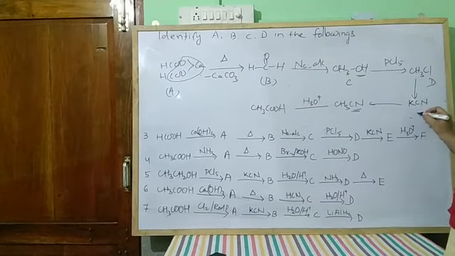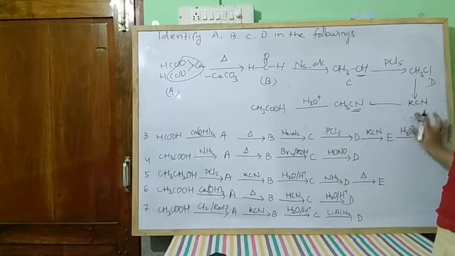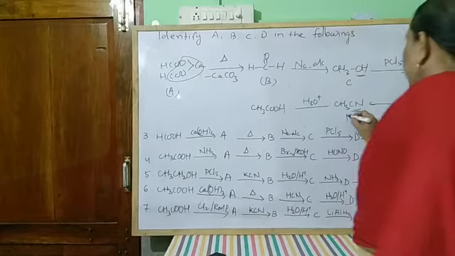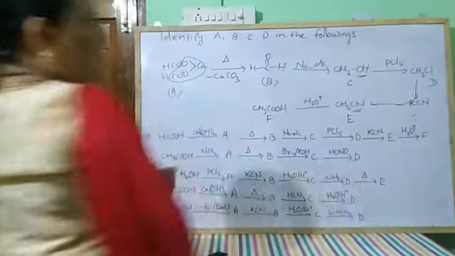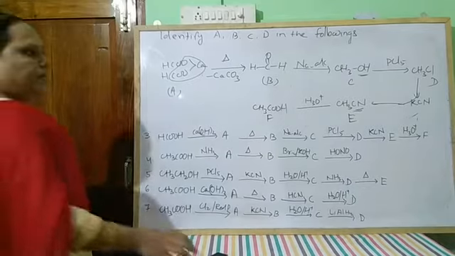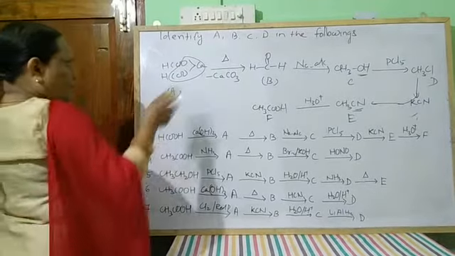and when treated with KCN, E is methyl cyanide and F is acetic acid. Okay. Next, come to the next question.